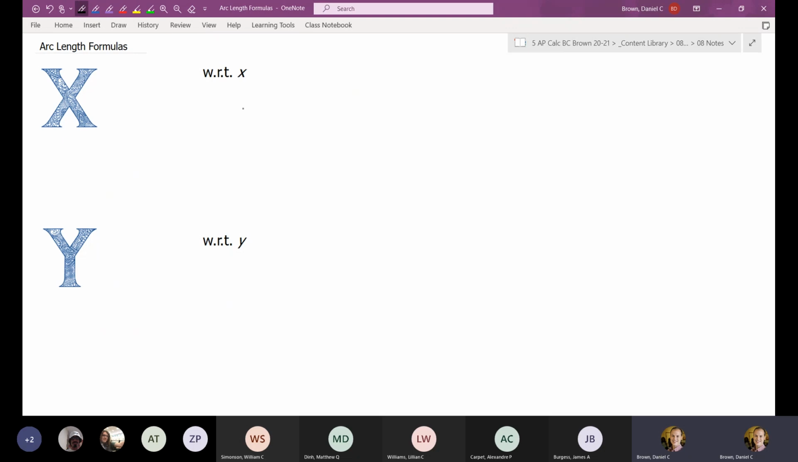With respect to x, the arc length is going to be given by the integral from a to b of the square root of 1 plus the derivative of y with respect to x squared, and we're doing this with respect to dx. The bottom part of the derivative will always match what you're doing it with respect to. That's kind of how you know you set it up correctly.